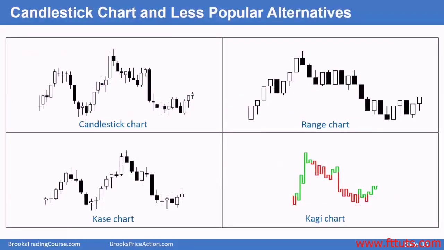Here are candlestick charts and some other less popular charts. Some traders like to use renko charts, Heikin-Ashi charts, kagi charts. It doesn't matter. They all represent the same thing. And you can see the general shape is similar on all of the charts.